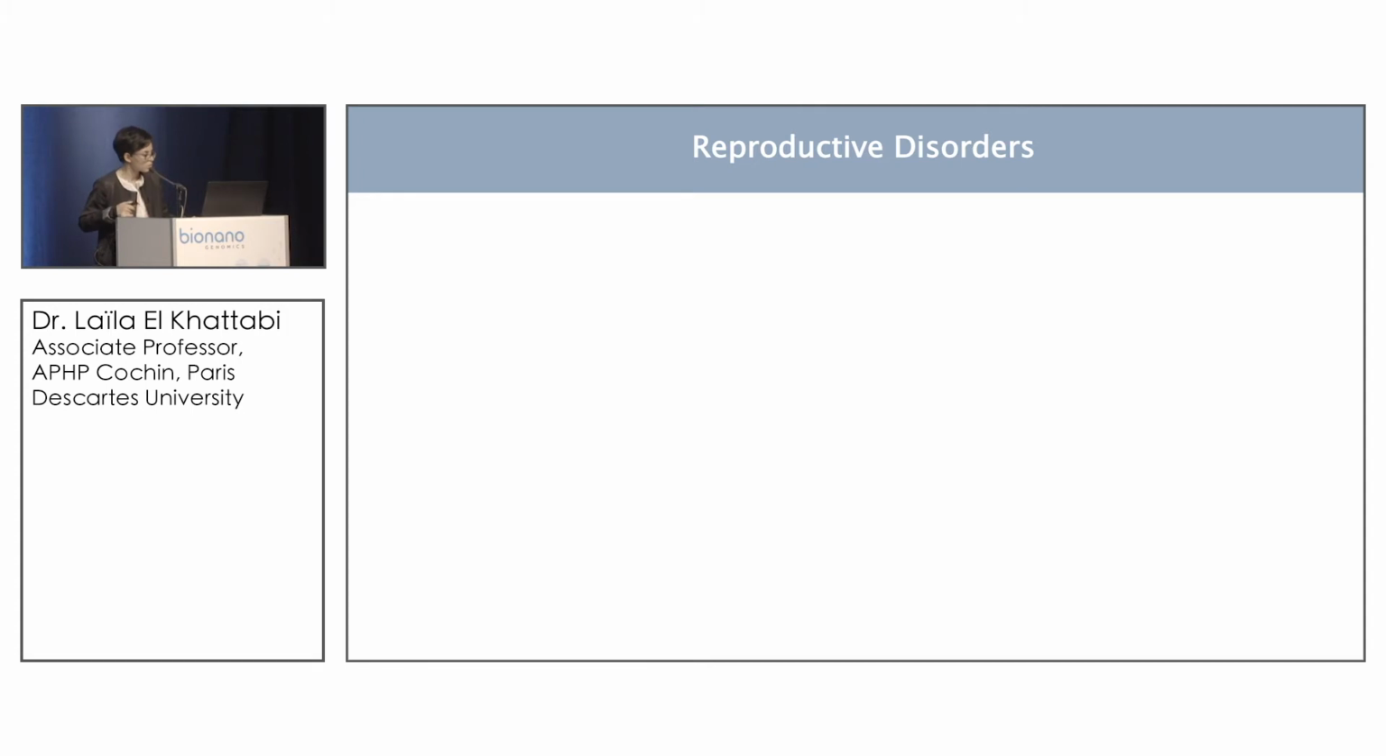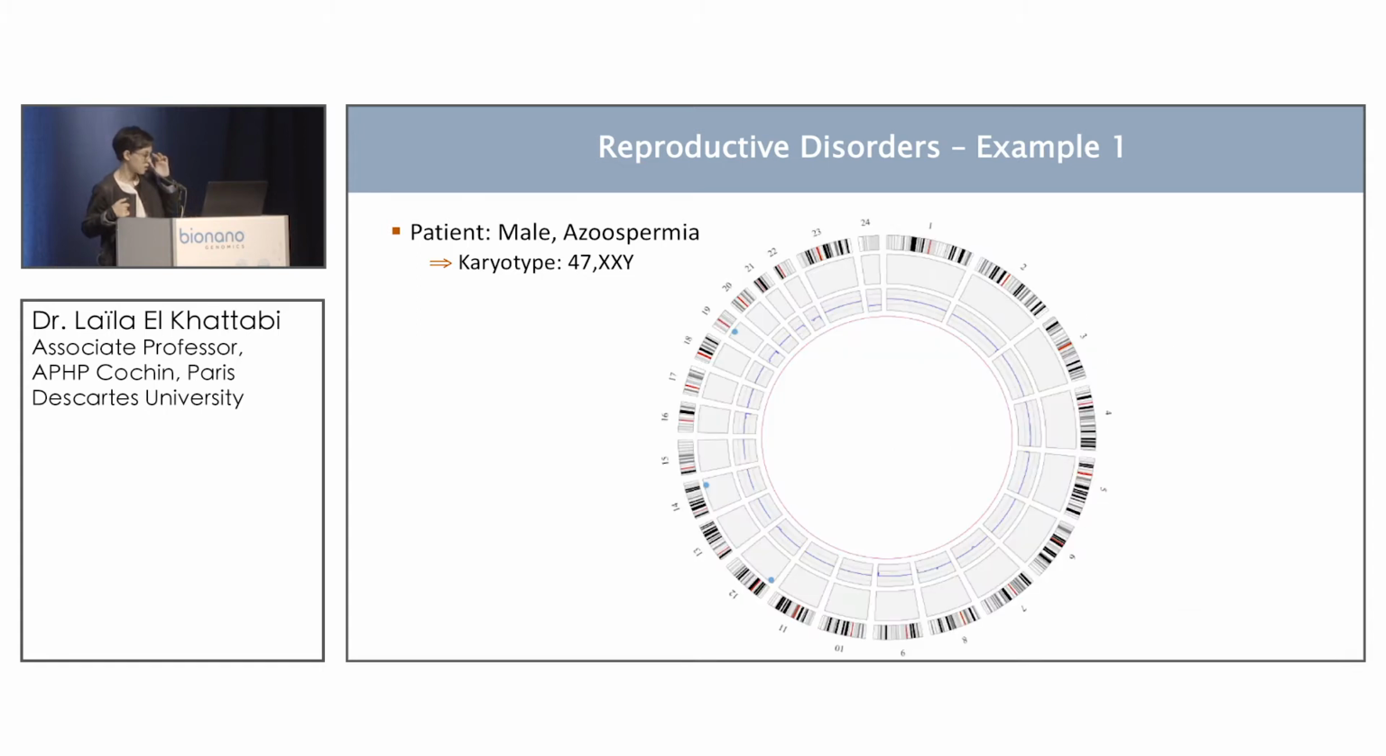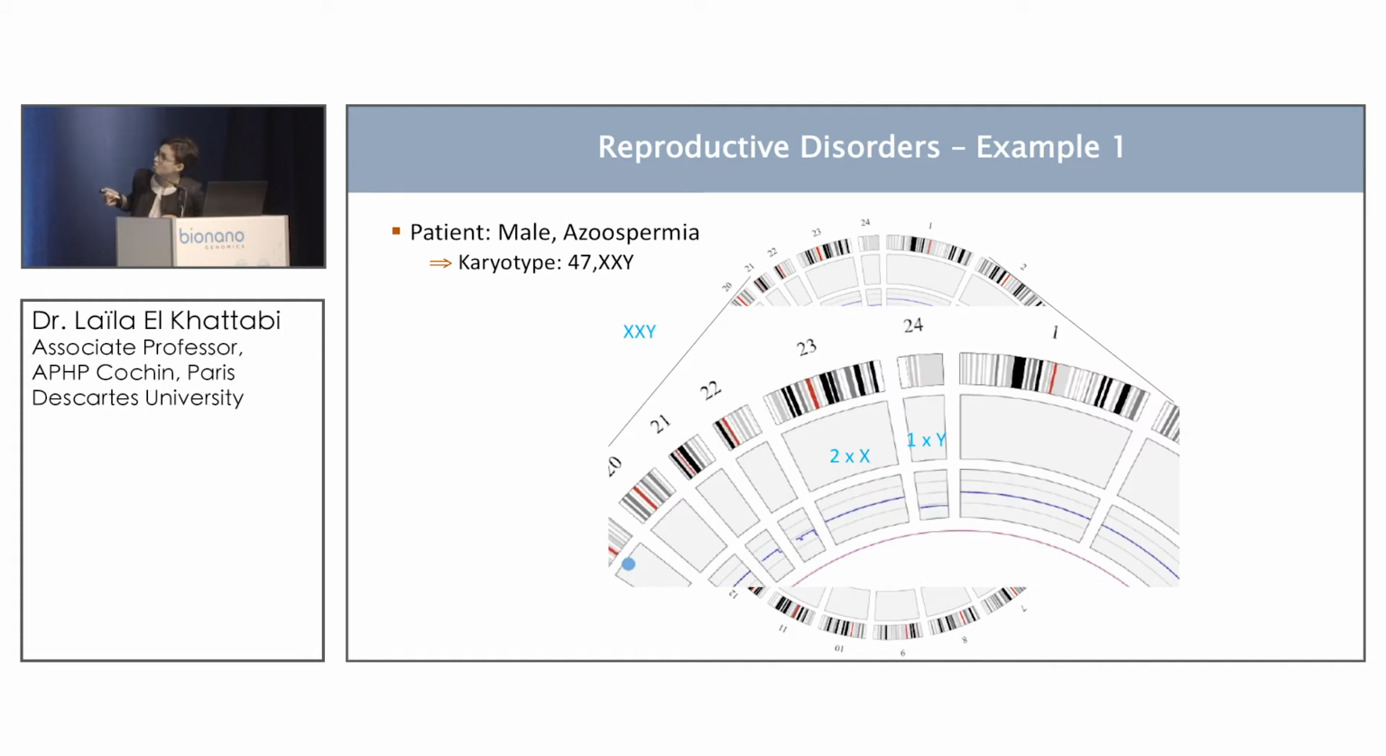So let's go over some examples. The first one is a male who comes for azoospermia. His karyotype shows a very common finding in this case, compatible with Klinefelter syndrome. And here you have this circus plot, and you just have to look at the coverage. 23 is the X chromosome, 24 is the Y chromosome, and if you compare the coverage of the X chromosome to the autosomes, you can see that there are 2 copies of X, and for the Y you have half, so 1 copy.